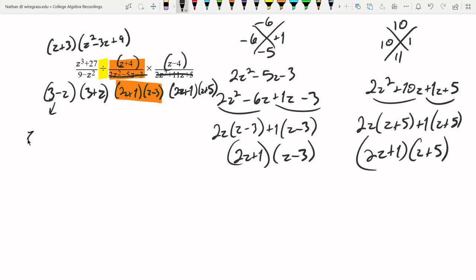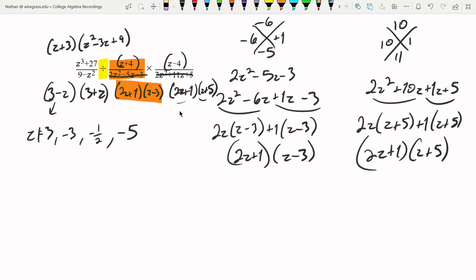This means that z cannot equal 3. This one here means it can't equal negative 3. This one here means z cannot equal negative 1/2. That one's 3 again, so there's no reason to write that. This one's again negative 1/2. And this one is negative 5.